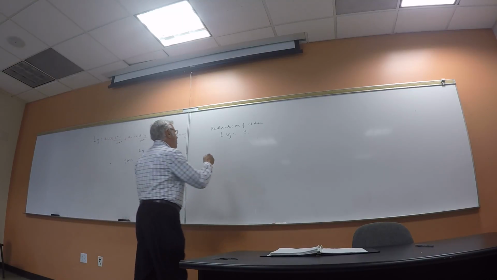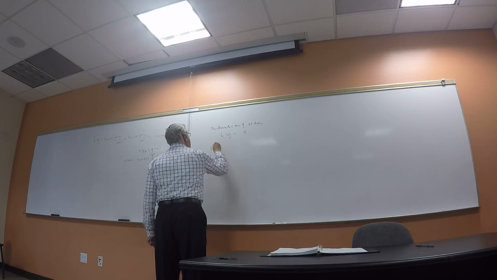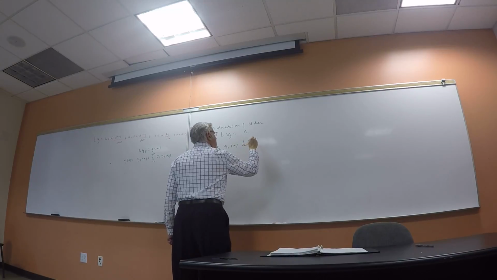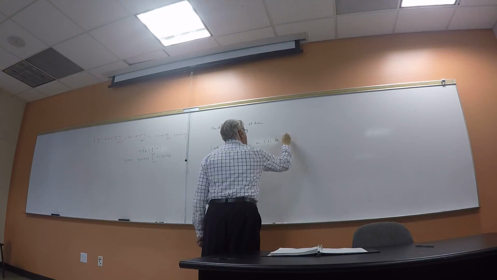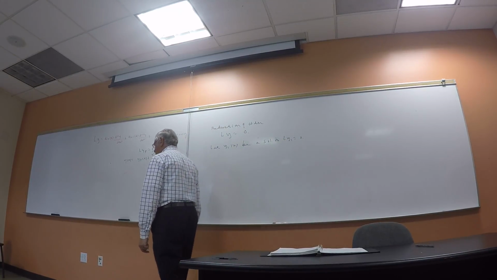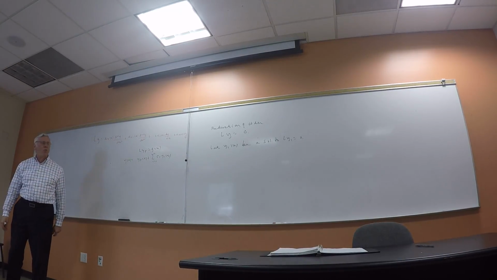So let y1 of x be a solution to the homogeneous equation. So L operating on y1 is equal to 0. You just happen to know one of them, and we'll do this with an example right away.